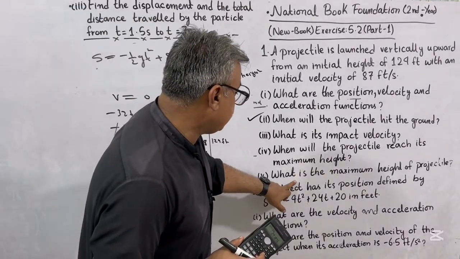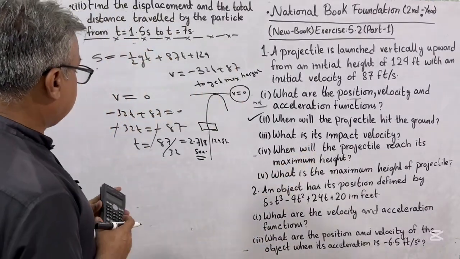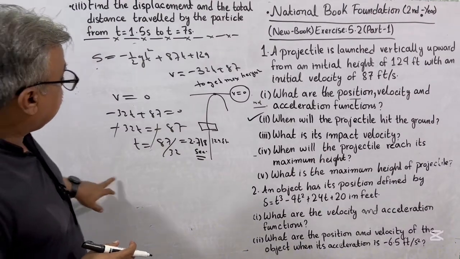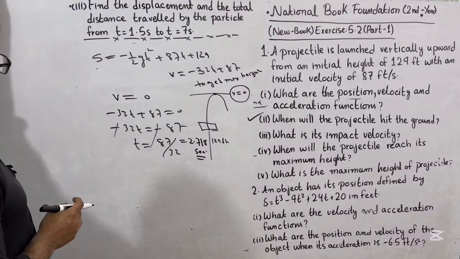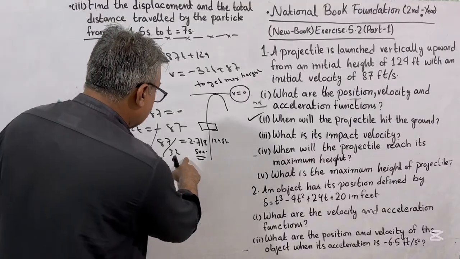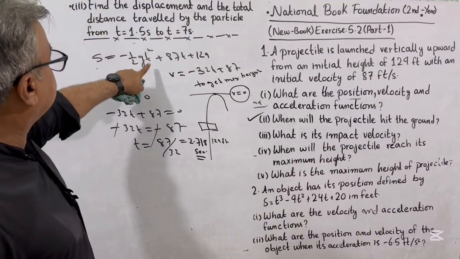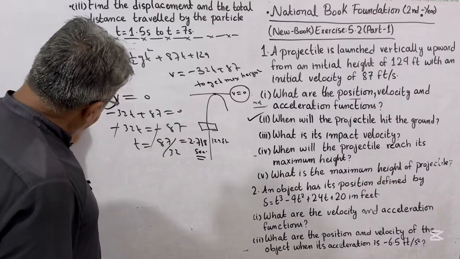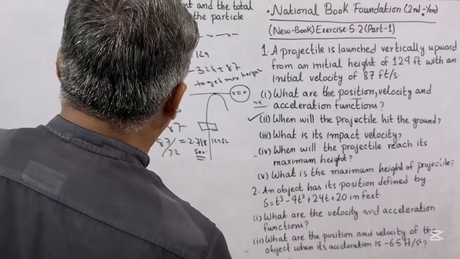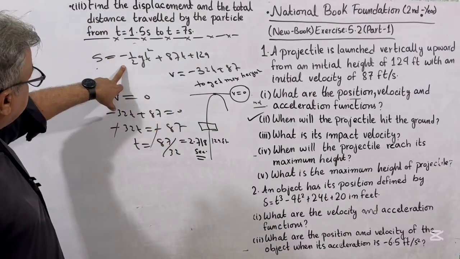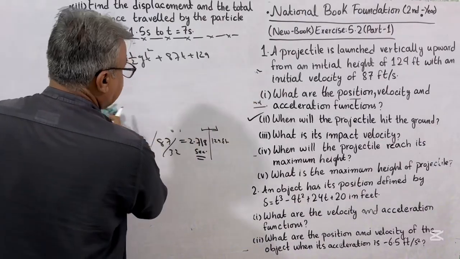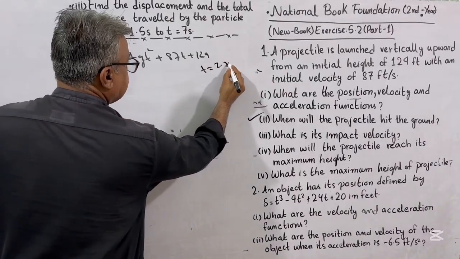Now we are asked to find what is the maximum height. What is the maximum height reached by this projectile? What is our time? 2.718 seconds. Just plug this in to get the maximum height of the projectile.